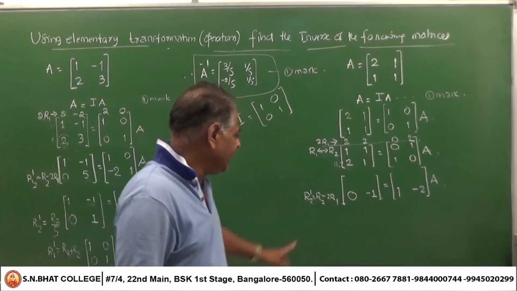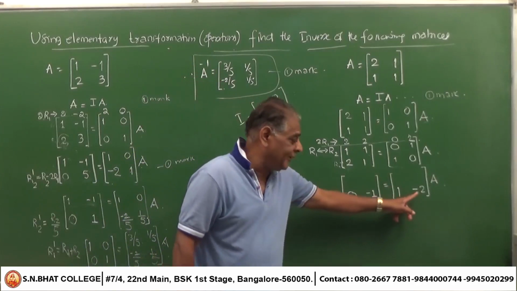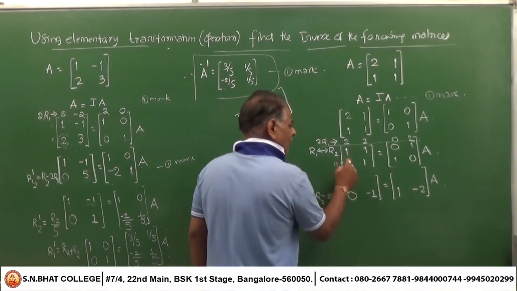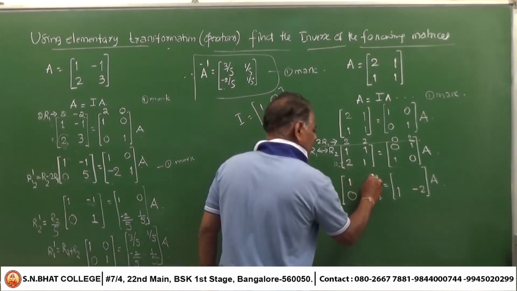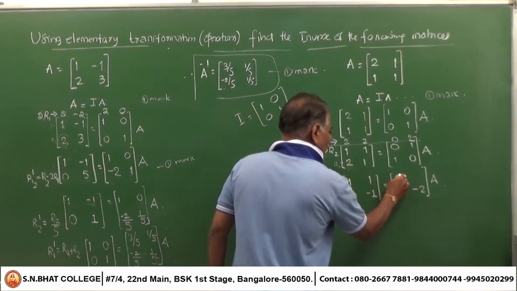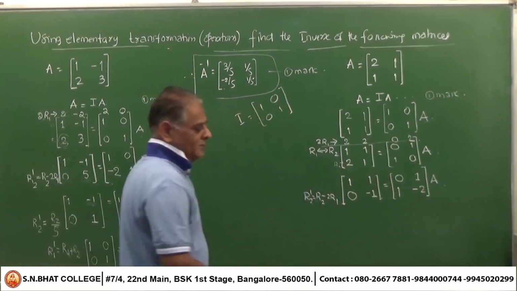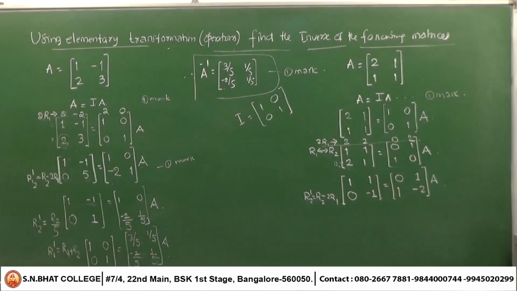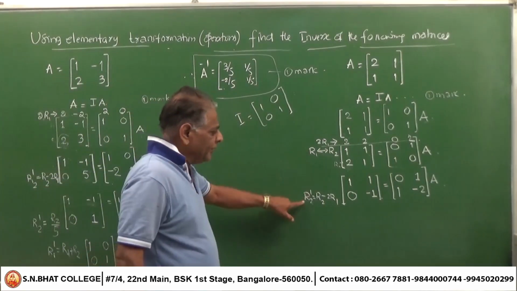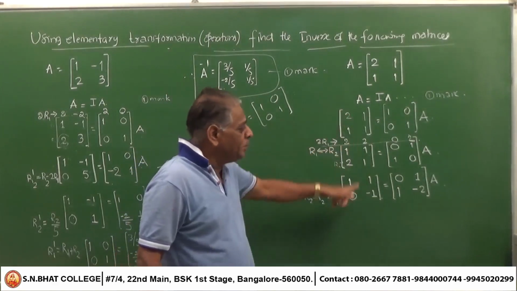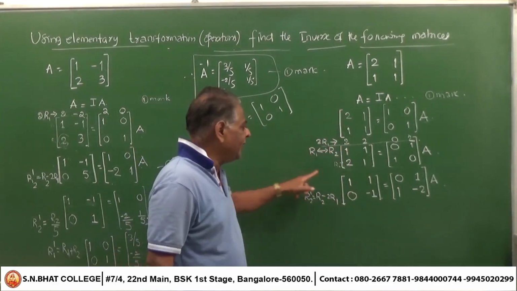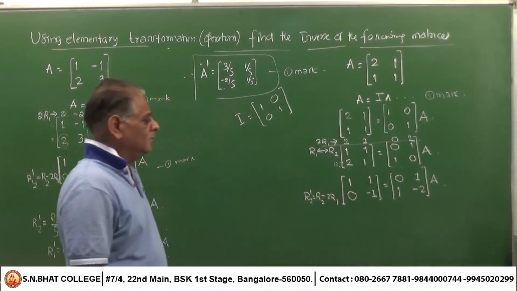Into E. I have changed only R2, therefore I am writing R2 like this. I have not touched R1, so write R1 as it is: 1, 1, 0, 1. First you do the row operation R2, then you write R1. Writing these row operations is very, very important. If you keep on doing a problem and don't write this row operation, you will get 0.